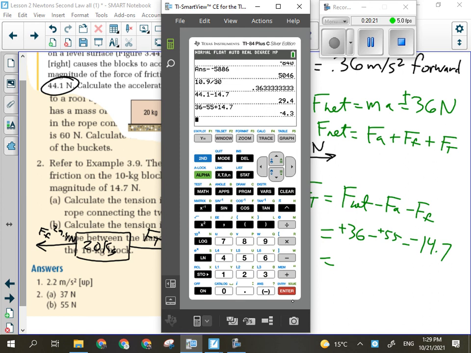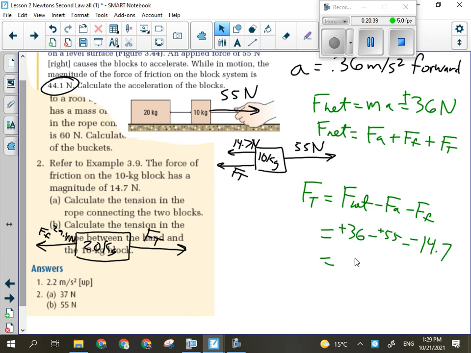Where did I mess up here? That's not right. Hang on. Backwards. 36 is forwards. Where do you get the 36 from? The 36 is the net force. Mass times acceleration. What acceleration is a decimal? It's 3.6, yeah, not 36.